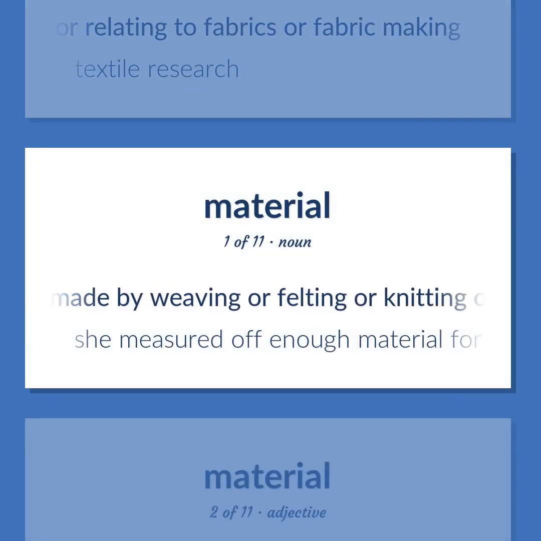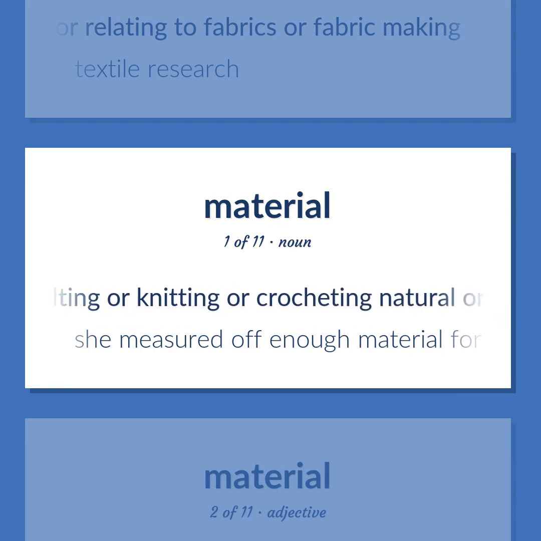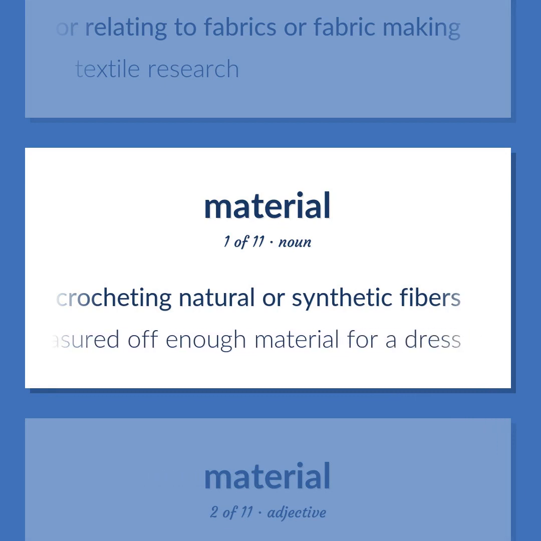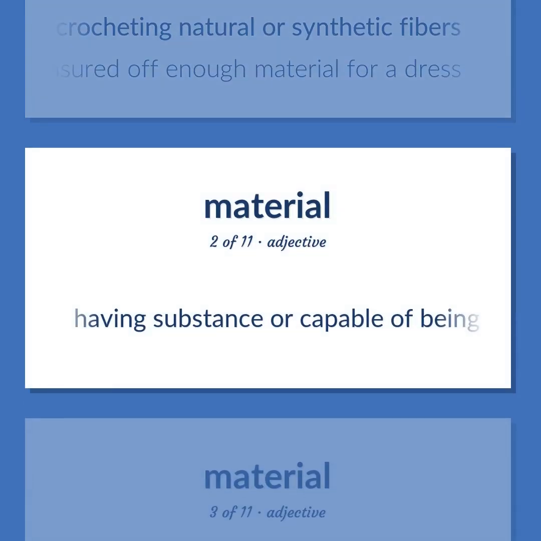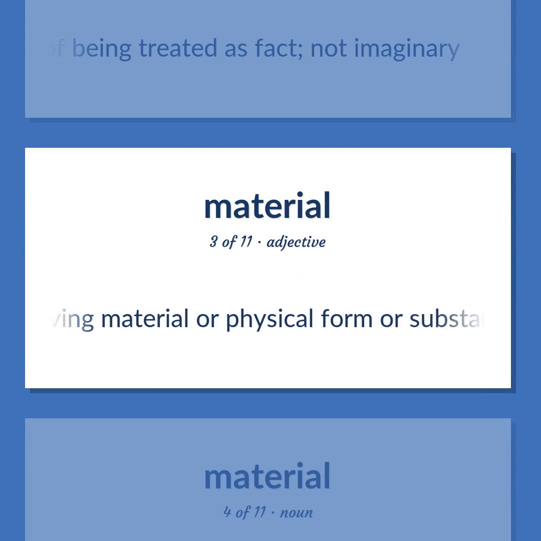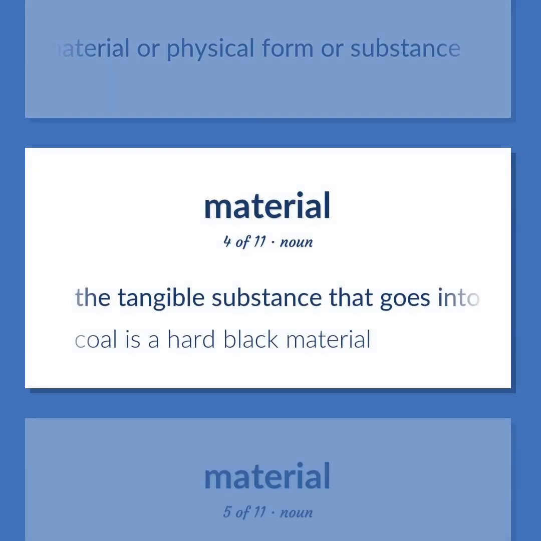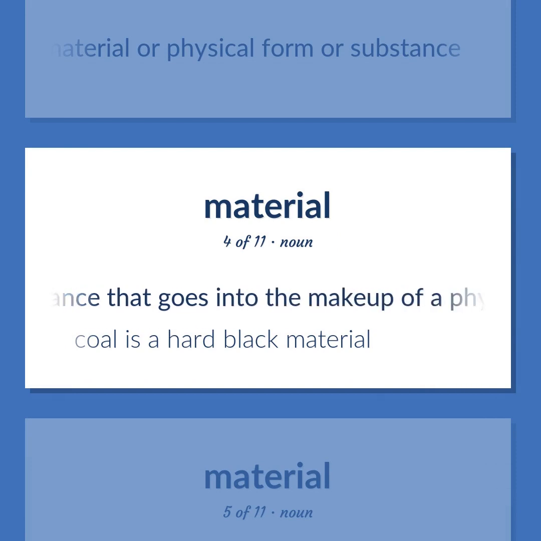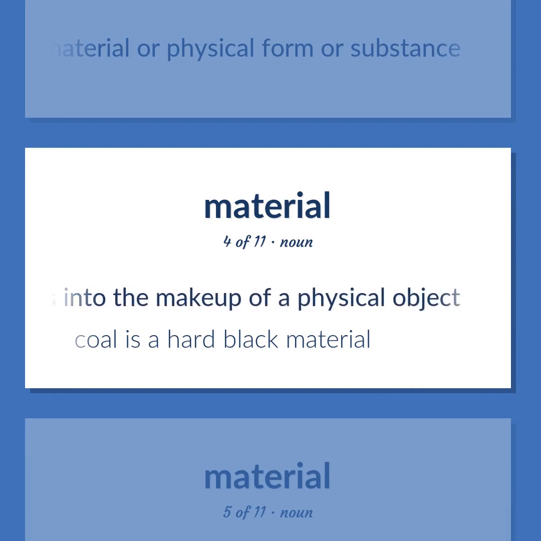Artifact made by weaving or felting or knitting or crocheting natural or synthetic fibers. She measured off enough material for a dress. Having substance or capable of being treated as fact, not imaginary. Having material or physical form or substance. The tangible substance that goes into the makeup of a physical object. Coal is a hard black material.